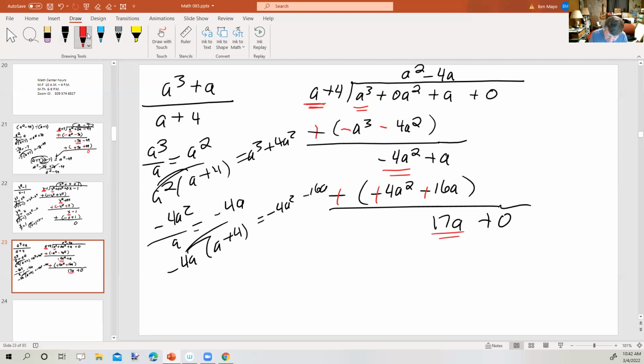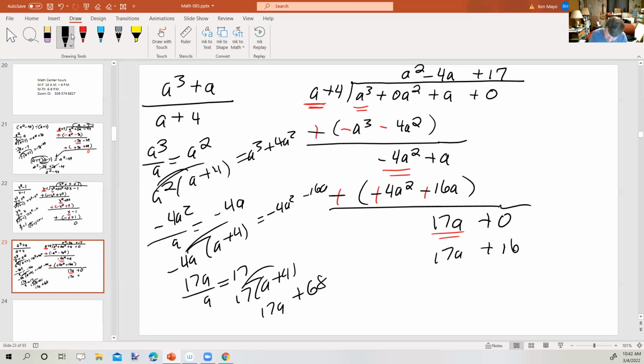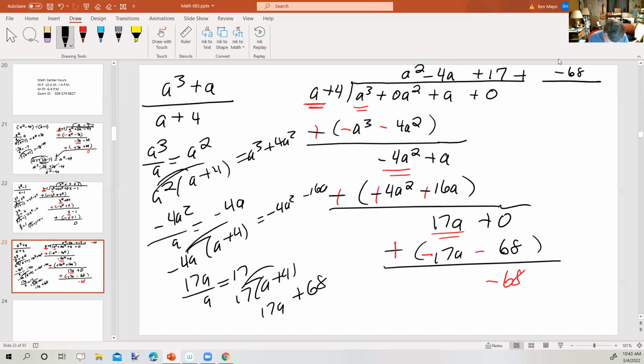Start all over. Leading term inside divided by leading term outside. 17A divided by A is plus 17. So then we take 17 times A plus 4, which is 17A plus 68. Oops, not 16. 68. Subtract that quantity from what's up above, change it to addition of the opposite. 17A plus negative 17A is 0. 0 plus negative 68 is negative 68. So we've got A squared minus 4A plus 17 plus negative 68 over A plus 4.